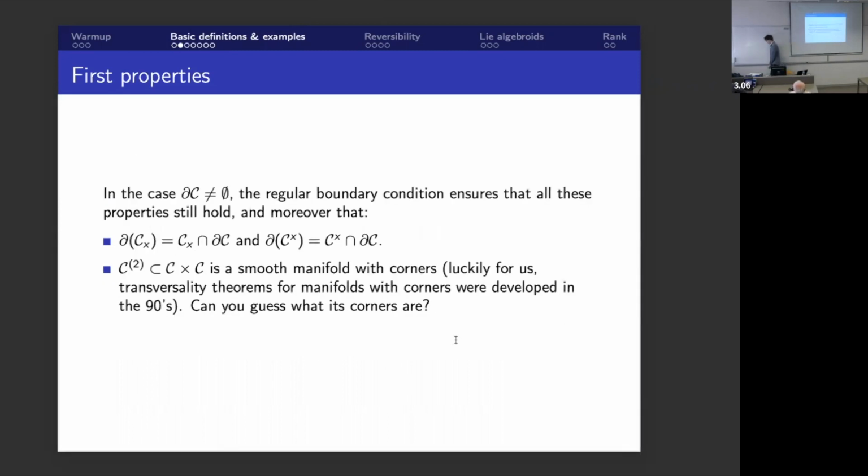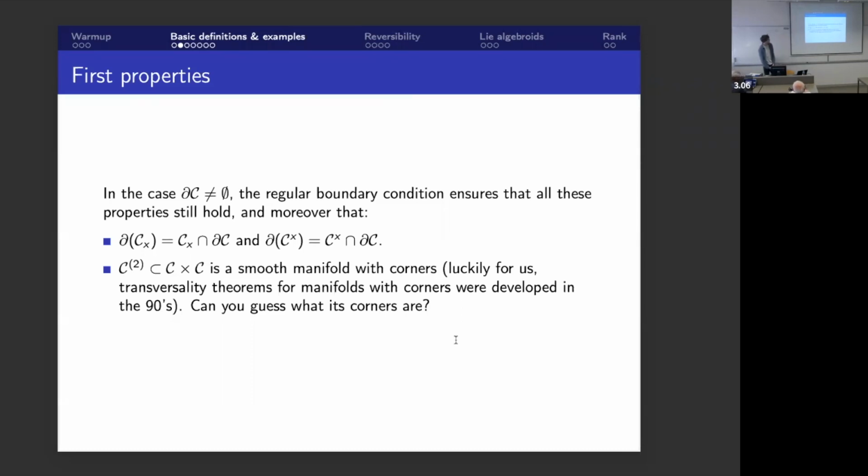Okay, regarding the case where we have a boundary, the regular boundary condition ensures that all of these properties still hold, because this is essentially what's called being neatly embedded. You may have observed or seen this, but if you have never dealt with manifolds with boundaries and implicit function theorems before, then maybe you haven't.